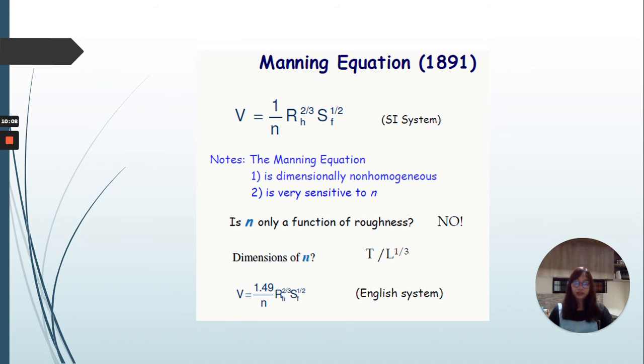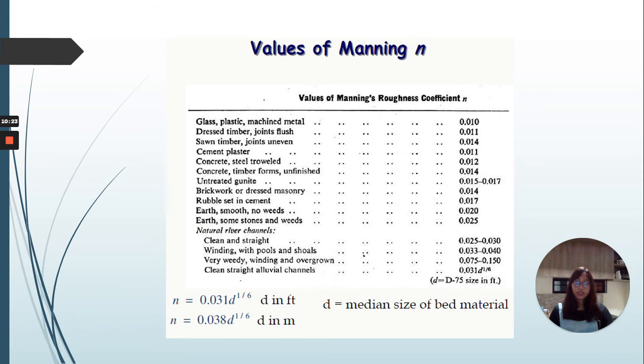And note that the Manning equation is dimensionally non-homogeneous and it is very sensitive to its roughness coefficient n. And these are the values of Manning's roughness coefficient according to each of the materials.